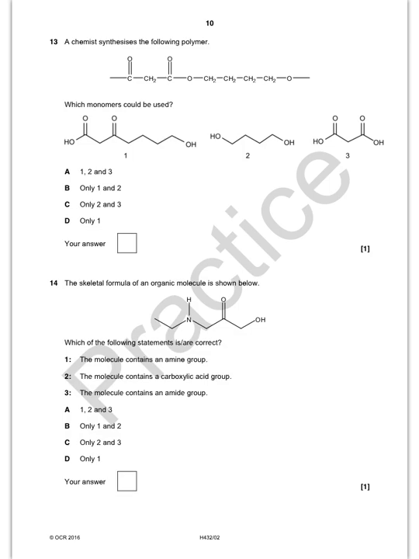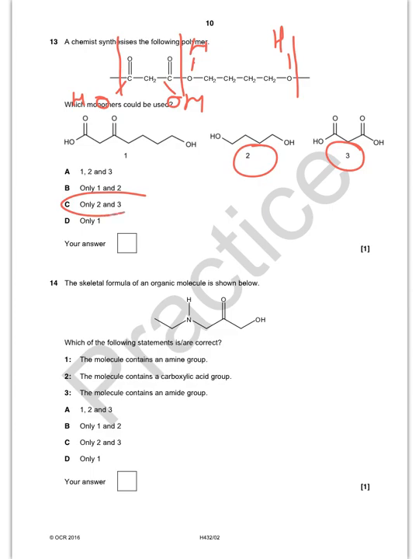So it wants me to have a look and see what monomers I am going to make. So hopefully you can see this is going to be the dicarboxylic acid there, and this here will become the diol. So the answer you're going to need are 3 and 2 for that one. So it's C.